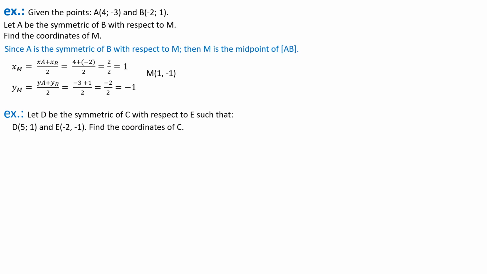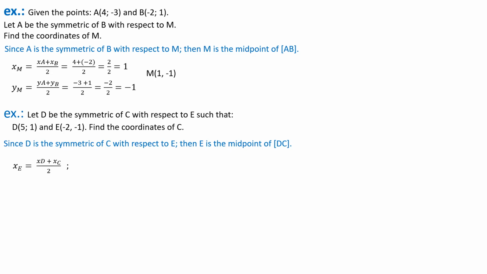Another example: let D be the symmetric of C with respect to E. We are given the coordinates of D and E. We should find the coordinates of C. So we write, since D is the symmetric of C with respect to E, then E is the midpoint of segment DC. This sentence is very important to start with when we are given symmetric.